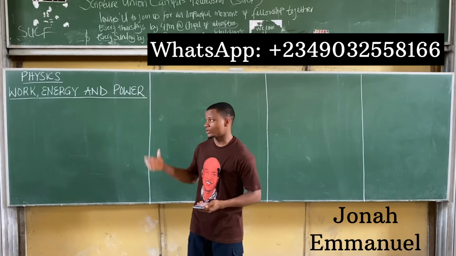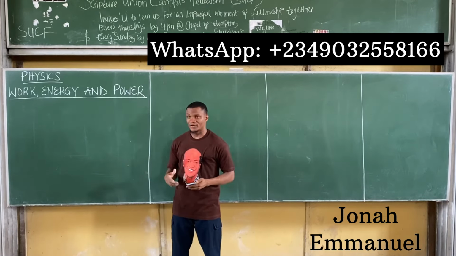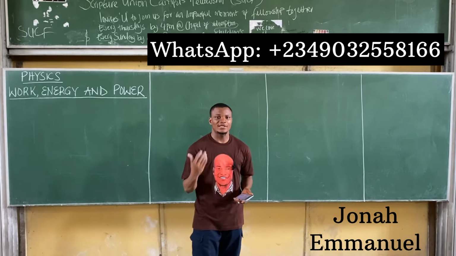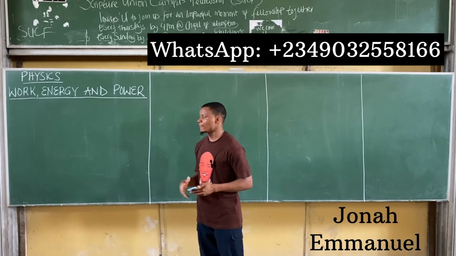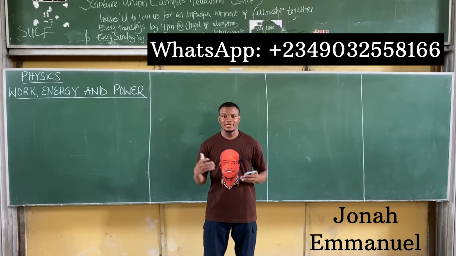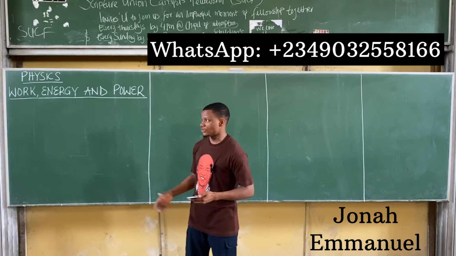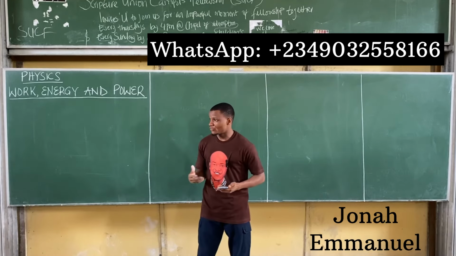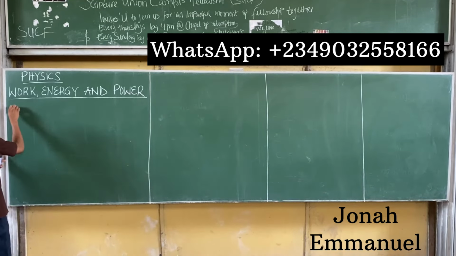All right, so for this topic, first things first, if you look at this topic here, there are three key words in this topic. The first one is work, the second one is energy, and of course, we have the third one as power. So I will take each of these one by one. I'll define them, list out their mathematical expressions, and of course, solve past questions on each of these. So first things first, let's look at the concept of the first one here, which is work.